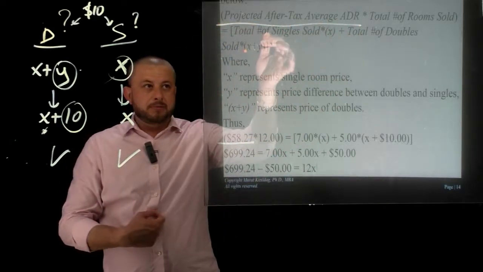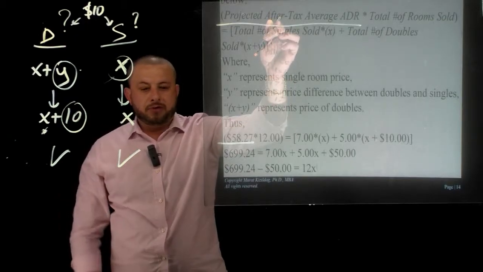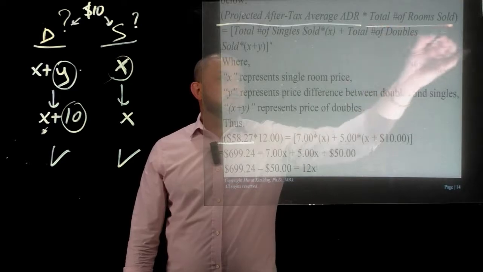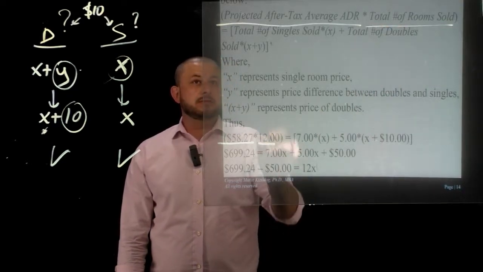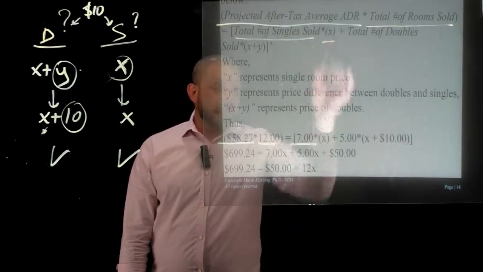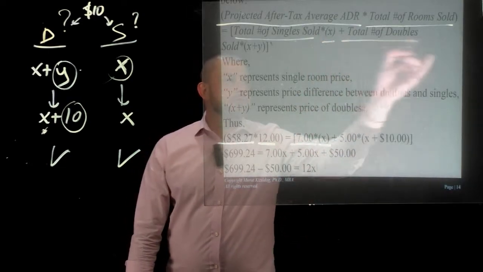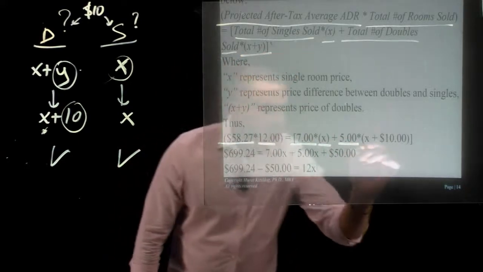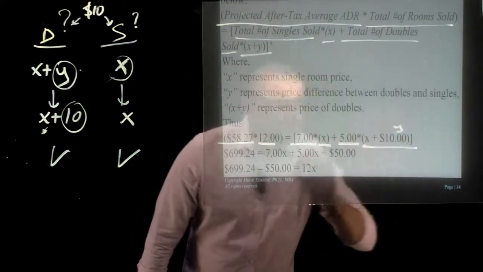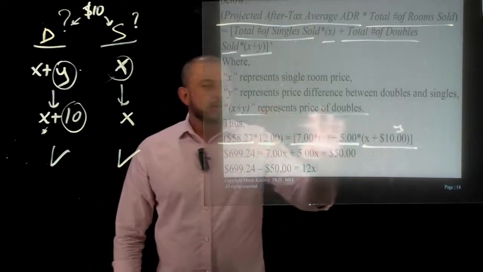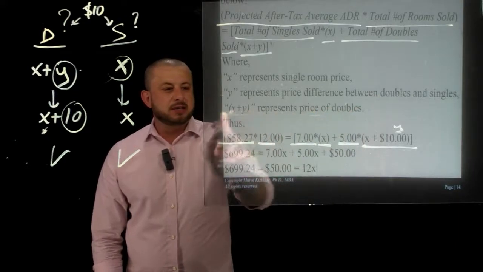Please follow me when I underline the component of an equation and the corresponding number. Multiply by total number of rooms sold, 12 in parentheses. Total number of singles sold, 7 multiplied by x, plus total number of doubles sold, 5, multiplied by x plus y, which is equal to x plus 10. Y represents the price of doubles. It represents the price difference between doubles and singles. Okay, guys?